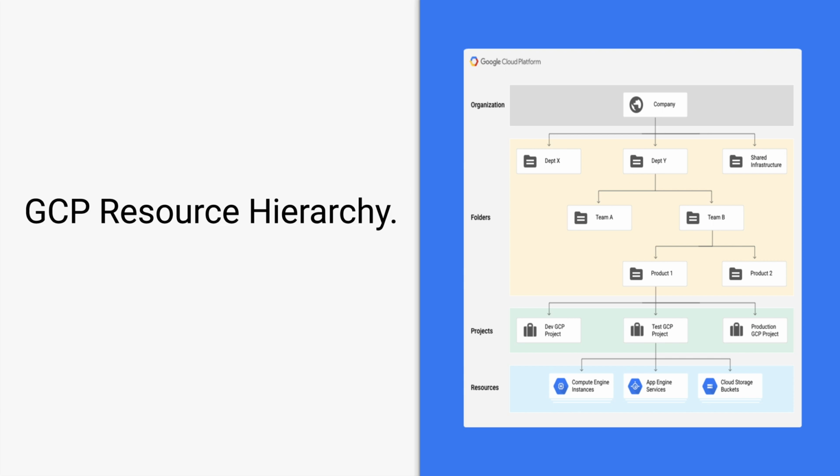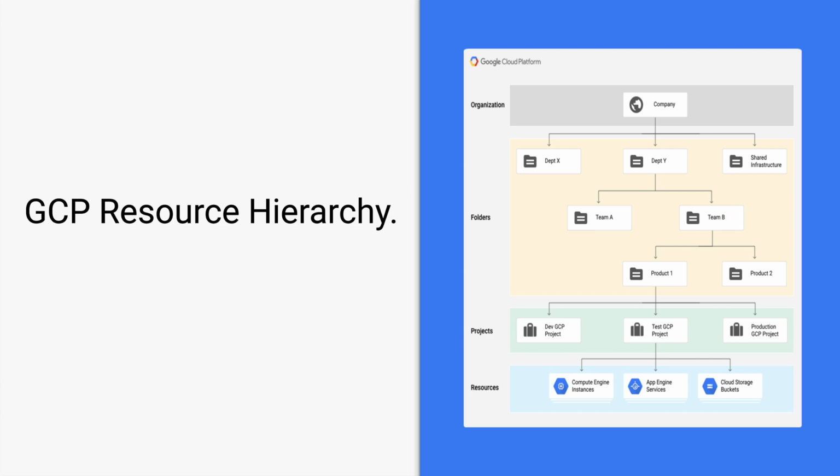At the top you have an organization node, and each organization node may have different folders or subfolders, and each folder can have different projects, and each project can have multiple resources or services provided by Google Cloud. So at the top you can see we have an organization node, and within this organization, suppose we have different departments, so we can create different folders for the departments, and each department will have different teams. So we have created subfolders within this folder called team A and team B, and each team may have different products as well, right?